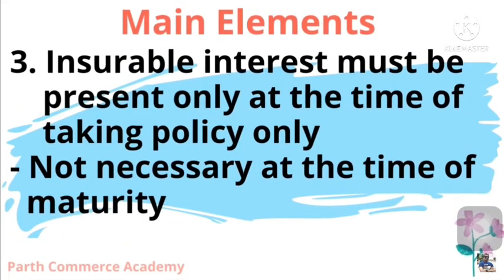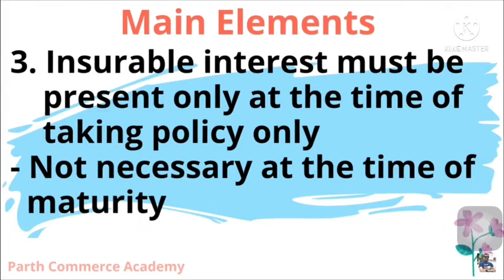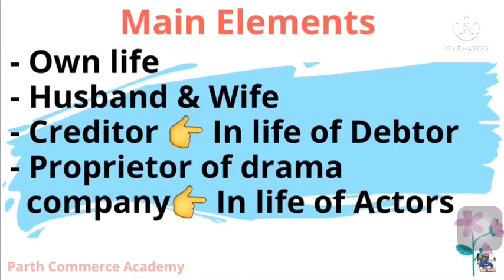Third, the insured must have insurable interest in the life of the assured. In life insurance, insurable interest must be present at the time of taking insurance only. It is not necessary that the assured should have insurable interest at the time of maturity. Some examples of insurable interest in the case of life insurance: a person has insurable interest in his own life and every part of it. There is a husband and wife. They both have insurable interest in each other's life.